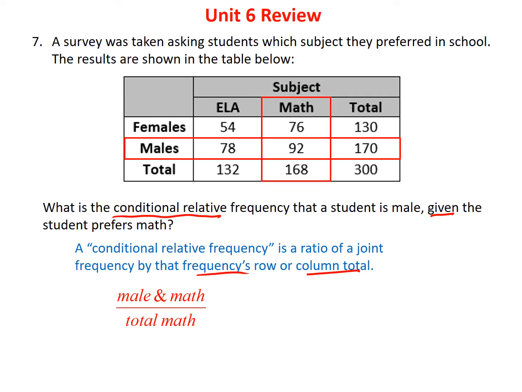And so notice the males who prefer math is 92, and the total people who prefer math is 168. So my ratio is 92 to 168, or 0.54671. We'll round that off to about 55/100 as our answer.